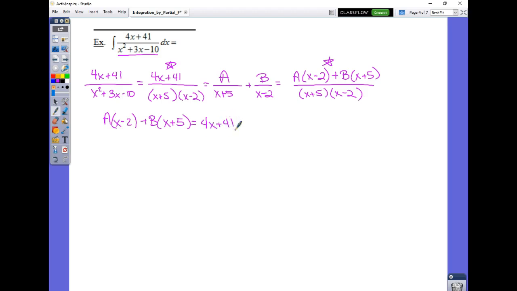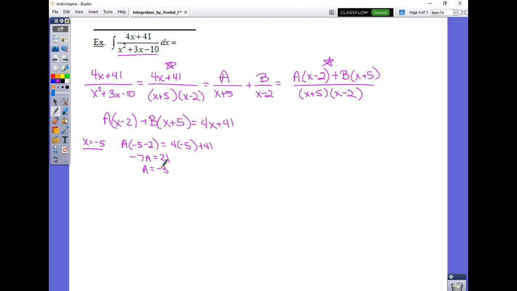So we want to be able to evaluate A and B. What's nice is that I can set x equal to 2 specific numbers. For instance, one of the numbers I can set x equal to is negative 5. The intention is to turn this term right here into a 0, which means all we're left with is A times negative 5 minus 2 equals 4 times negative 5 plus 41. Simplifying, negative 7A is equal to negative 20 plus 41, which is 21. A must be negative 3.